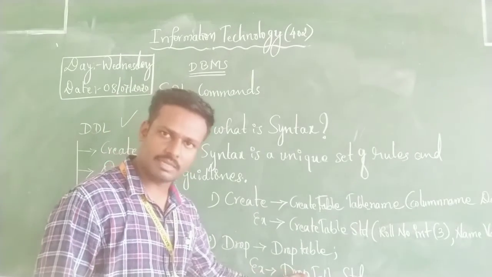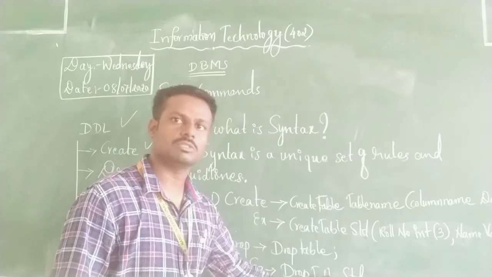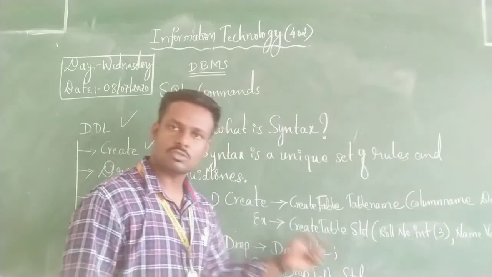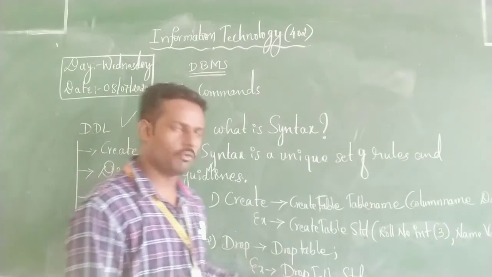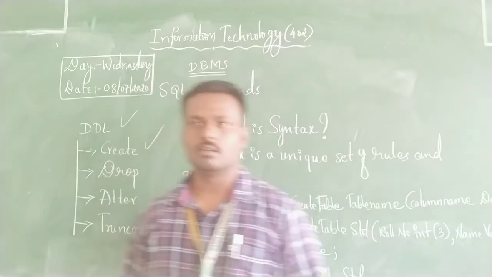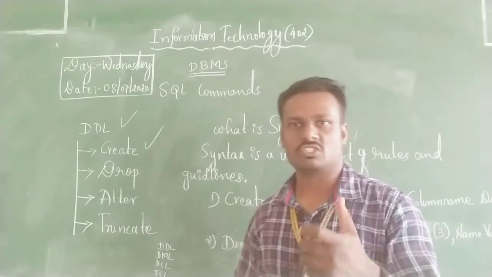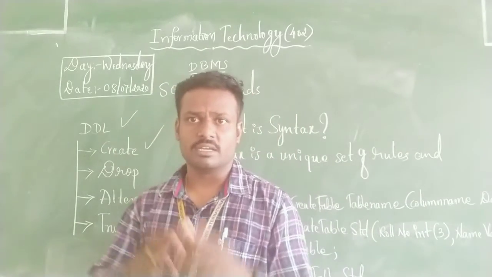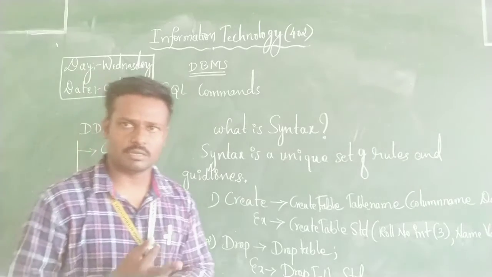For example, drop table, and the table name is student, STD, the student table. If you perform this, it will delete the structure of the student table as well as the entire records from the table.